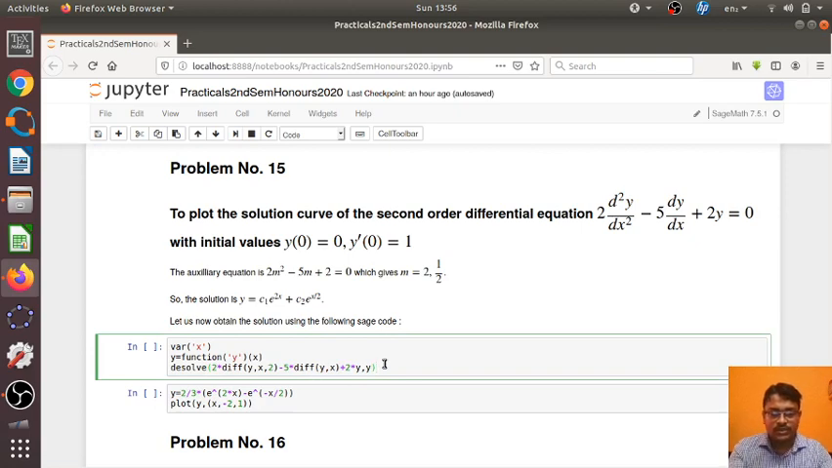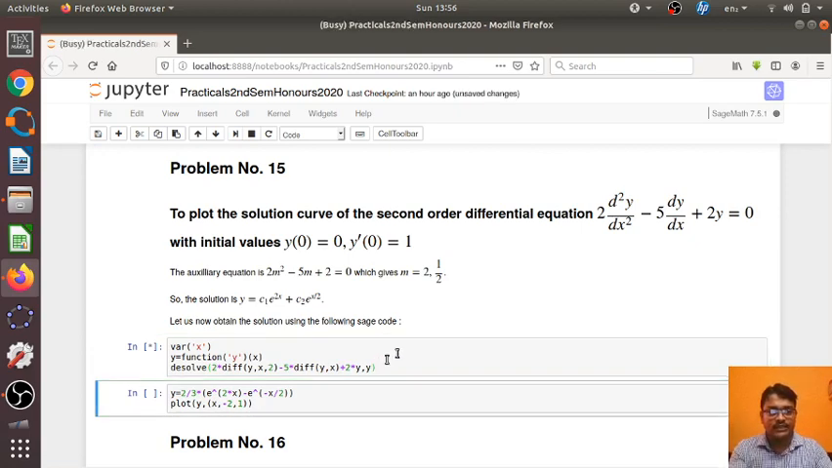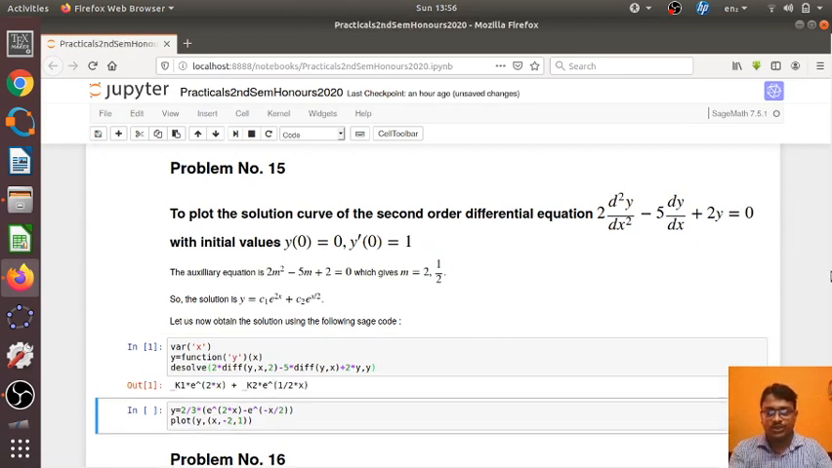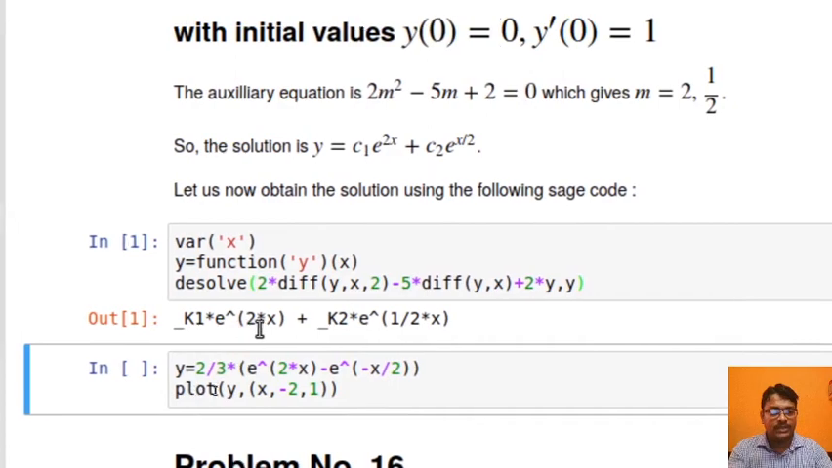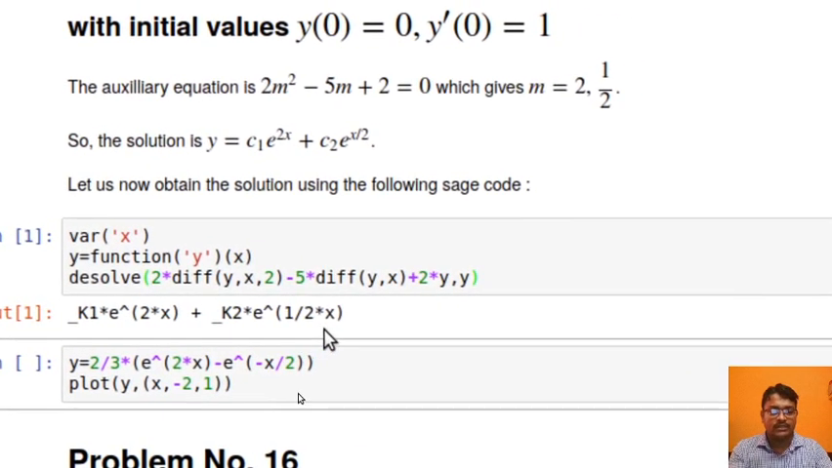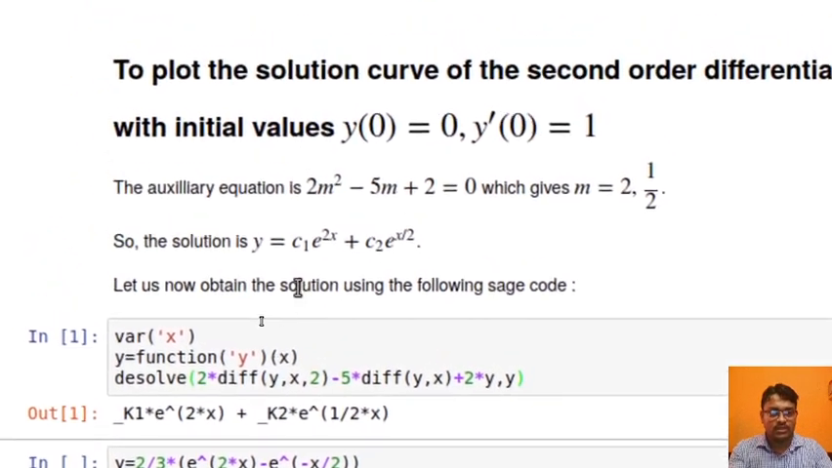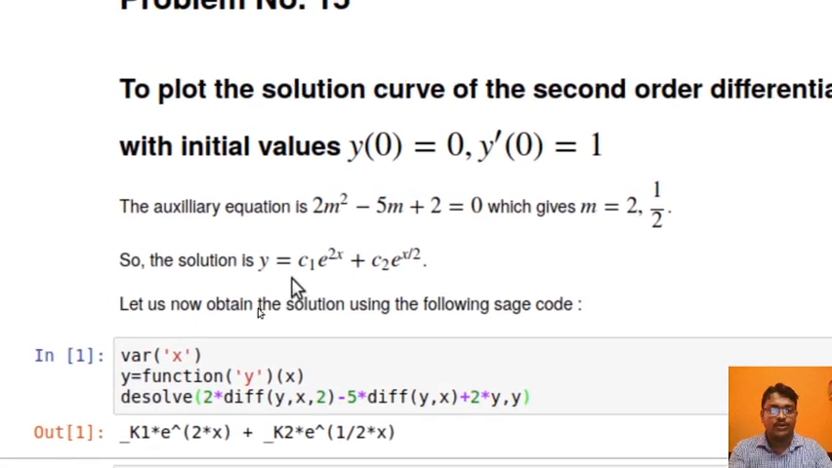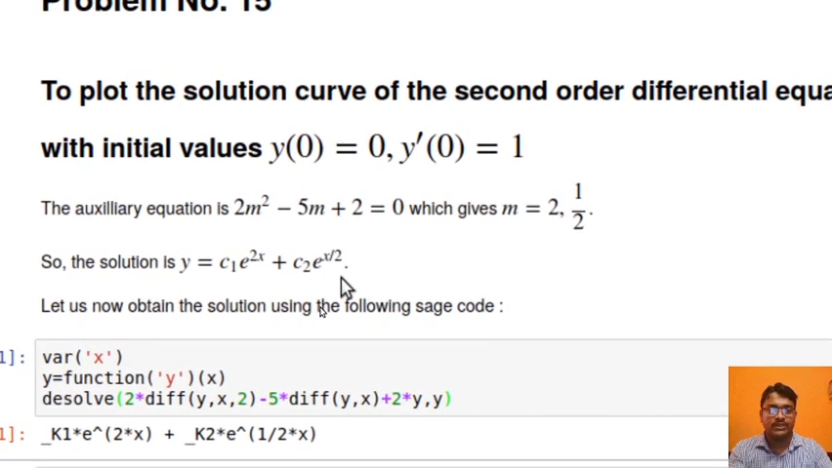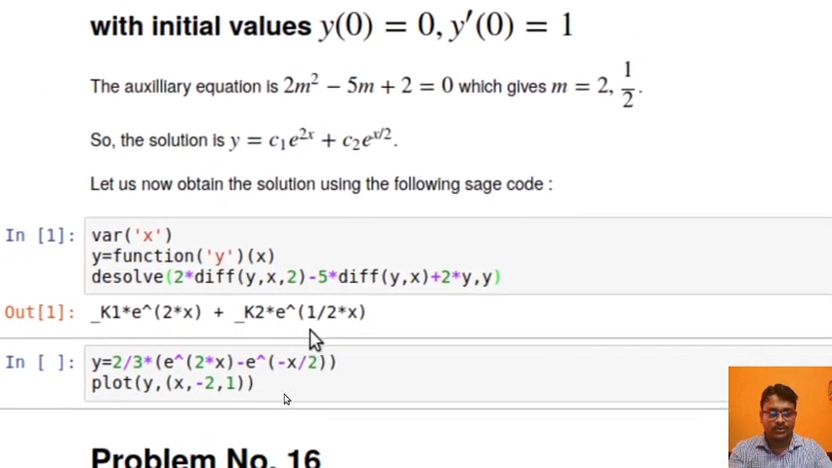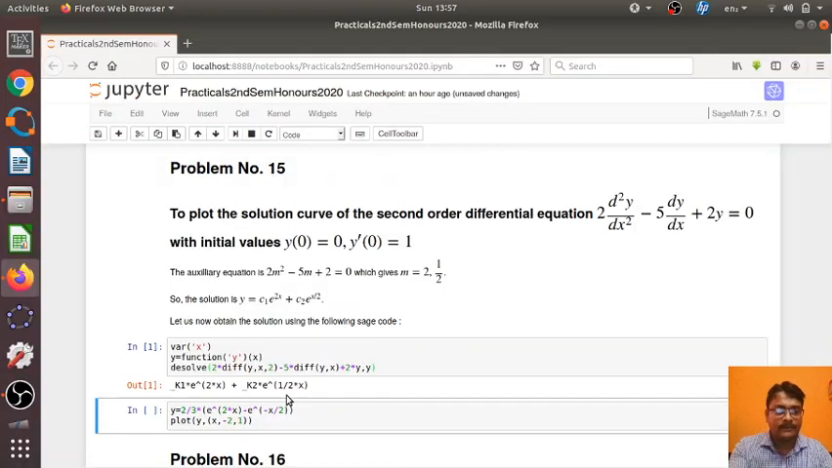If I run it with shift enter, immediately I'll get the solution. This is the solution: k1 e to the power 2x plus k2 e to the power x by 2. This is exactly the solution that we were talking about: c1 e to the power 2x plus c2 e to the power x by 2. So the same thing that we have got.